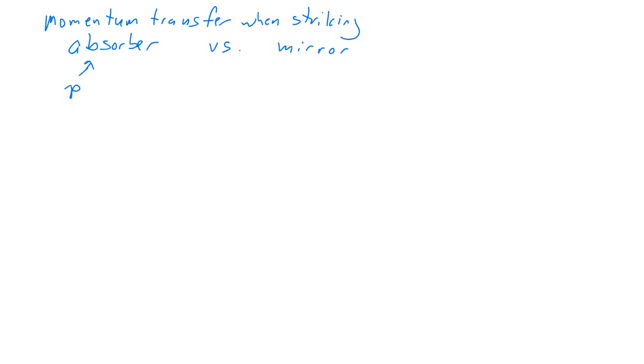For the rubber ball, or for the mirror, you've got P going that way and P going the other way. So what is the net change? It's 2P, right? It's P to the left minus P to the right is the change. And P to the right is negative P to the left. So P minus a minus P gives us 2P.